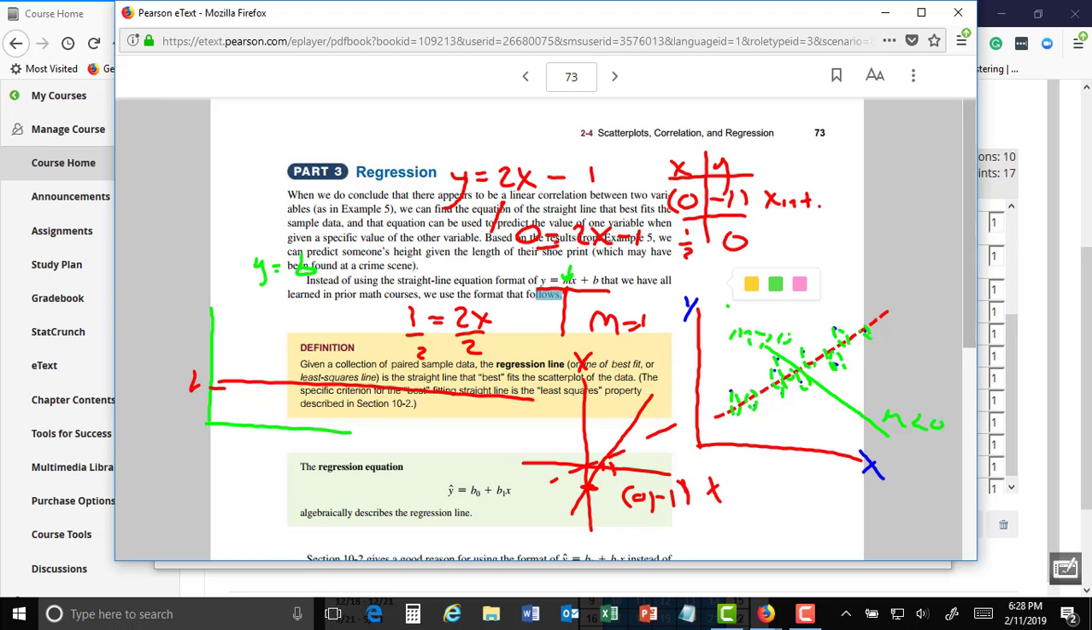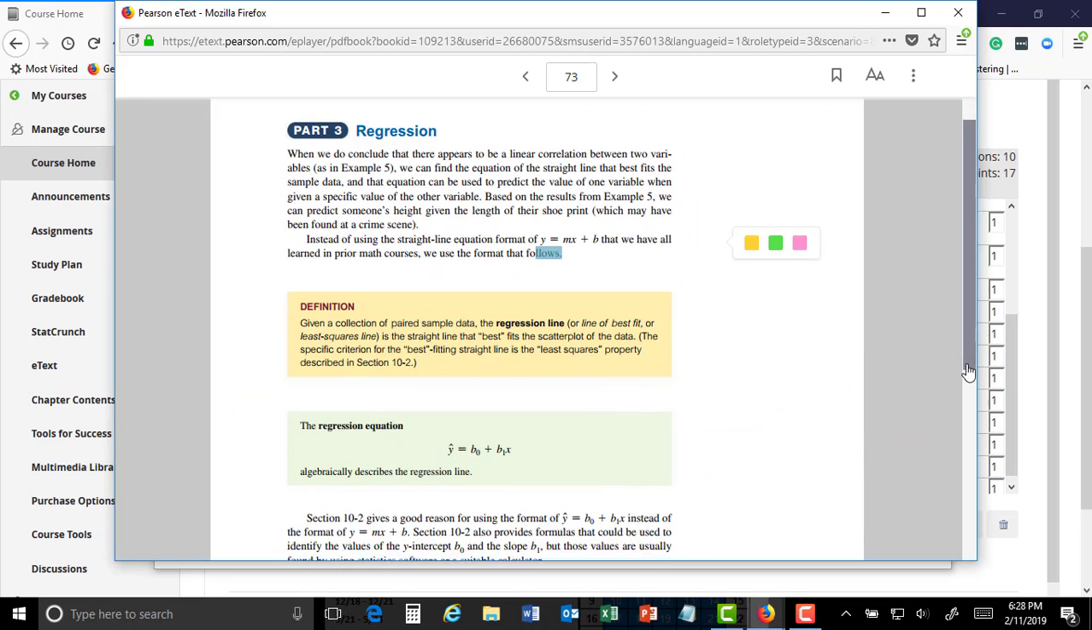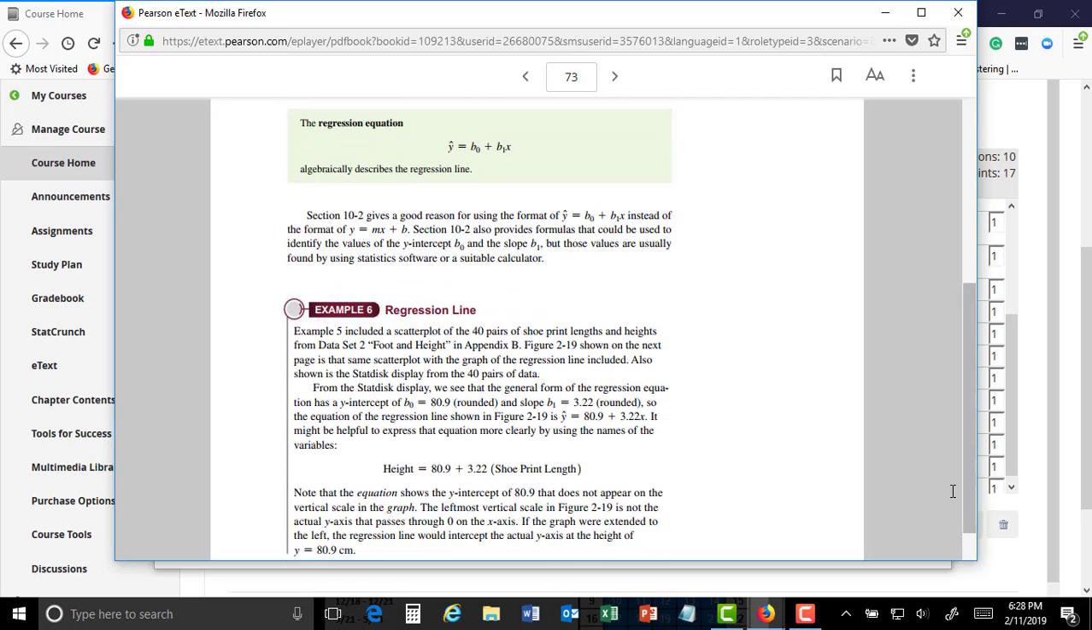Now, they call this y hat because we're fitting it to all these dots. So it becomes a statistic too, just like R and just like the mean, just like the sample statistics. I don't want to get too much more than that because you're not actually going to fit it yourself, but StatCrunch can. So let's take a look at that. Here's an example of a regression line.